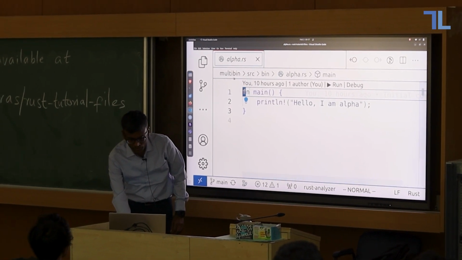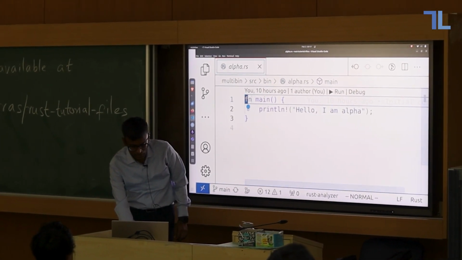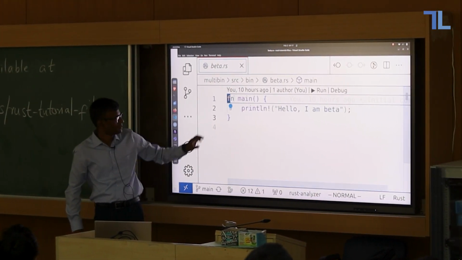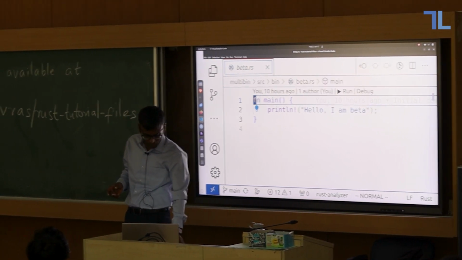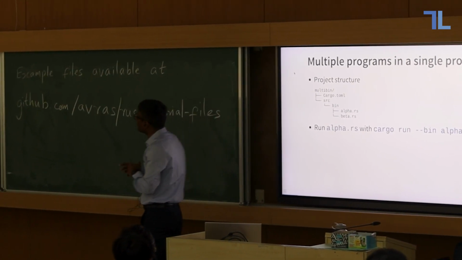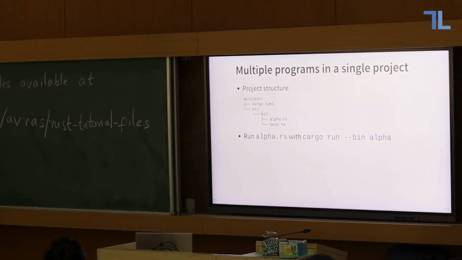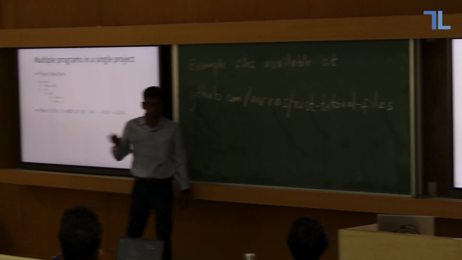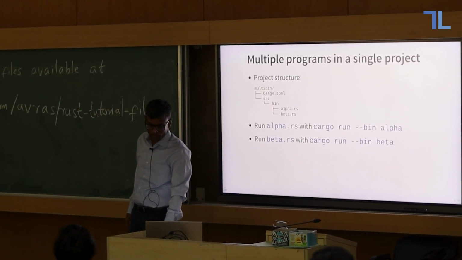So this multi-bin is the example. Src/bin has alpha.rs, which is a main file, and then beta.rs also has a main file. So you can have multiple binaries, but each of those binaries needs to have a main function for this to work. Now when you have two binaries, how do you specify which one to run? You specify the name of the binary. So if you want to run alpha.rs, just say cargo run --bin alpha. The --bin is required to specify which binary you want.